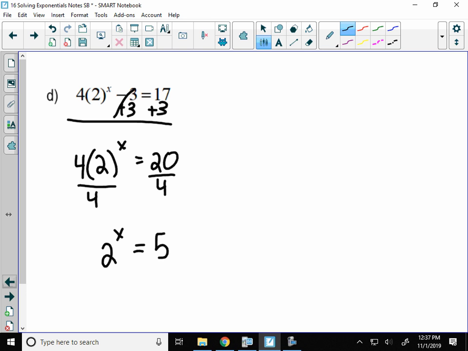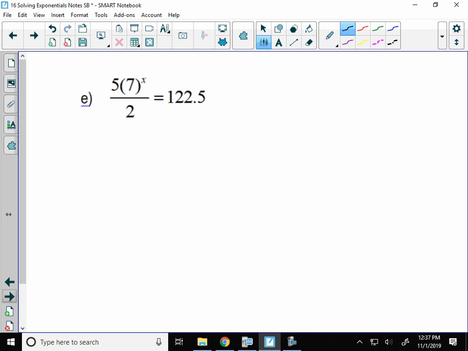Is there a common base here? No. So you would go ahead and take the log of both sides. And is it okay if I leave that one? As one of my college professors, Dr. Tong, would say, leave it as an exercise for you. But that's okay. I want to do E, though. So let's do E. We'll do all of E.